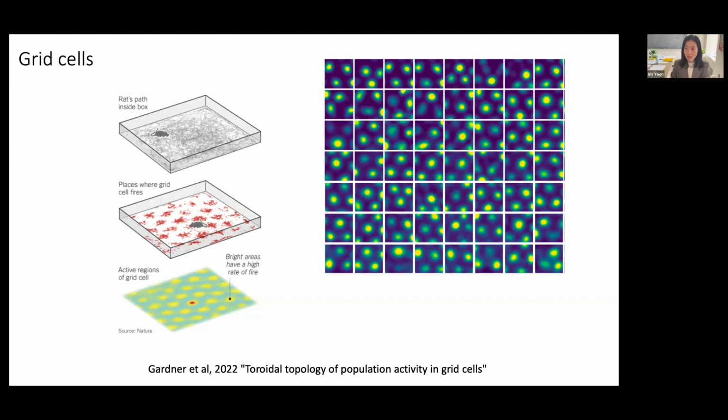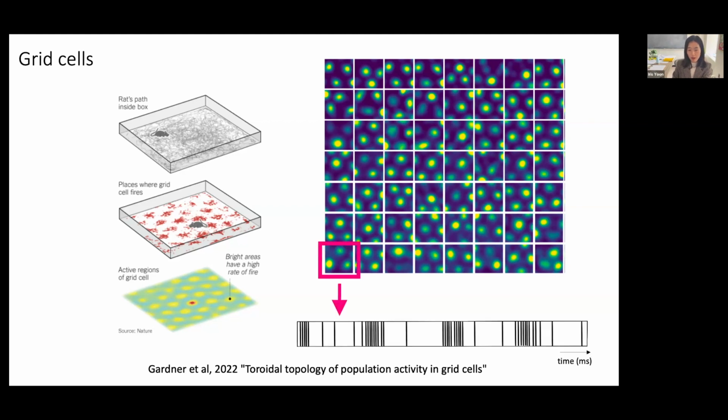And here are some examples of the receptive fields, or the specific locations in the two-dimensional environment, that cause these grid cells to fire. So you should really think of one box as representing one grid cell. The yellow highlights are the locations that cause this grid cell to fire. And when we measure the grid cell activity, we will again see some kind of spike train as shown here.